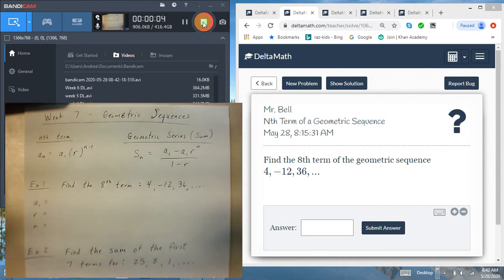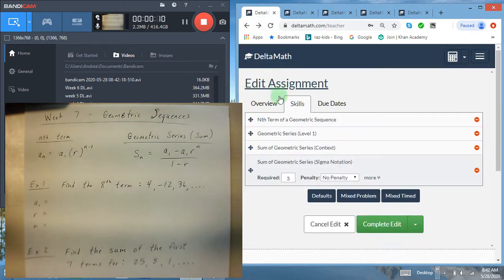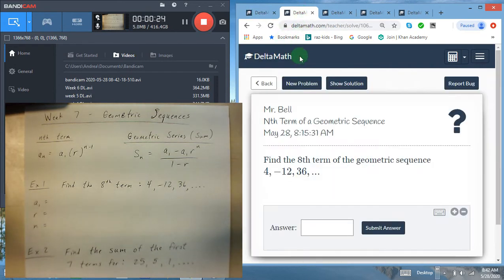Week 7, distance learning. Geometric sequences is what we're going to be going over, okay? All right, so here are the 4 subjects or problem sets we'll be doing this week. Let's start off with the nth term of a geometric sequence. Here's a sample problem I have ready.